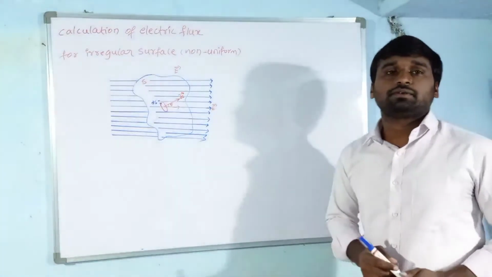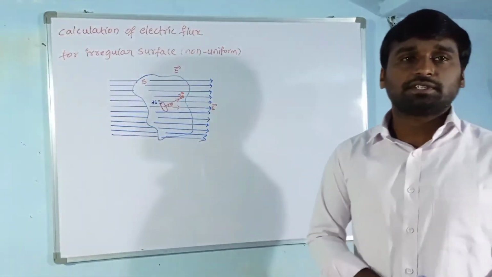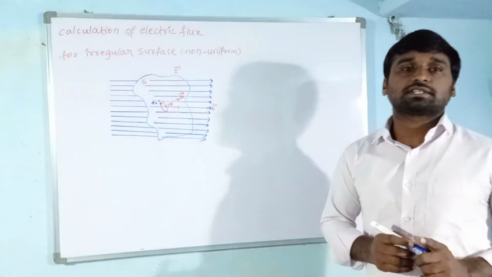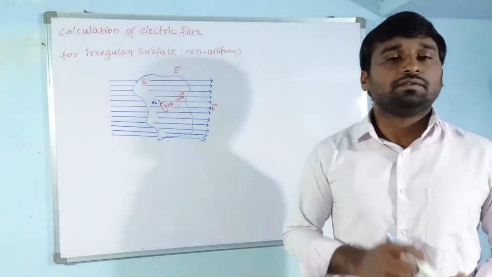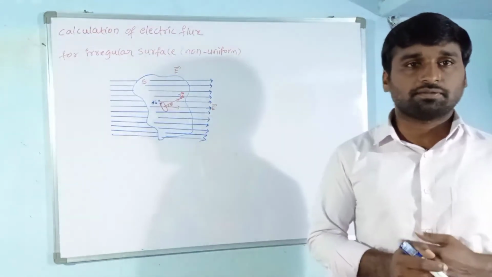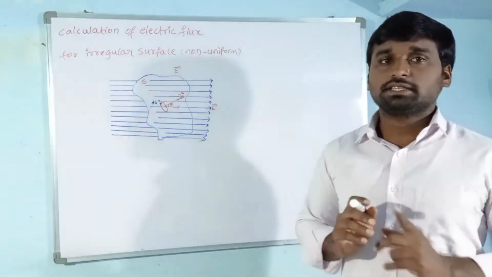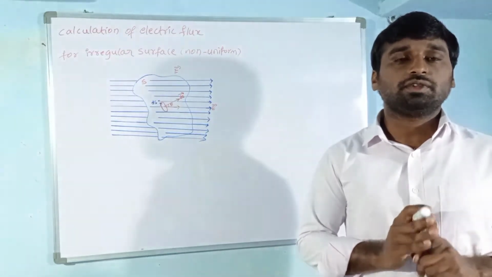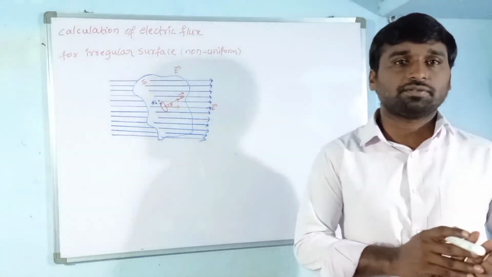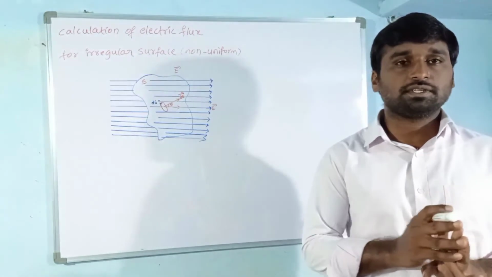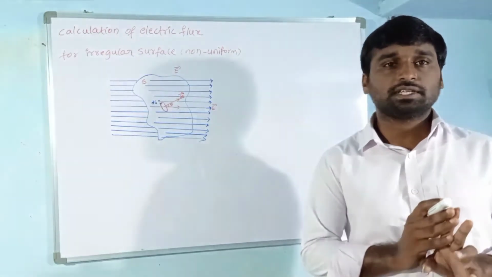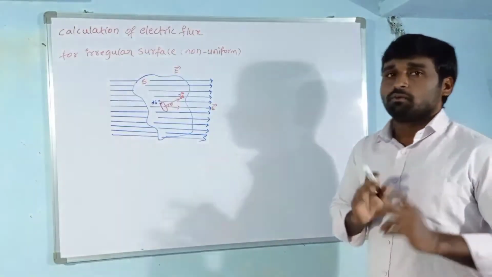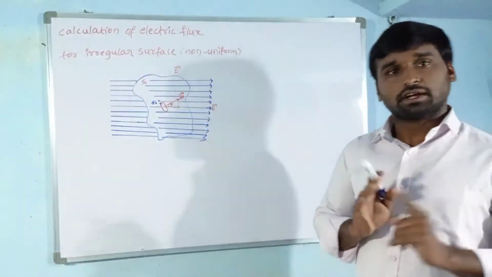In this session we are going to calculate the electric flux which is linked with a non-uniform surface. In the previous class we discussed the electric flux linked with a uniform surface. What is a non-uniform surface? It means an irregular or curved surface. What is the electric flux linked with a curved surface?